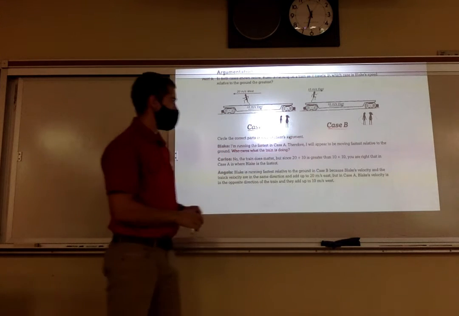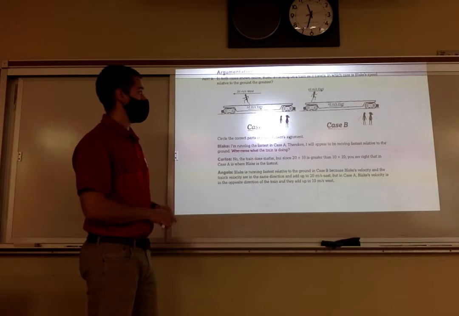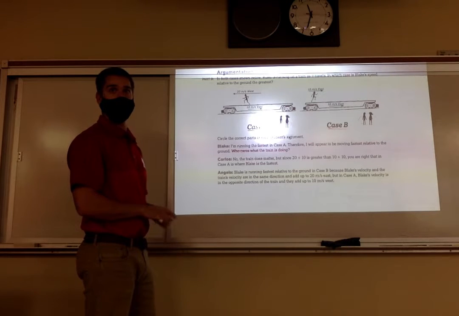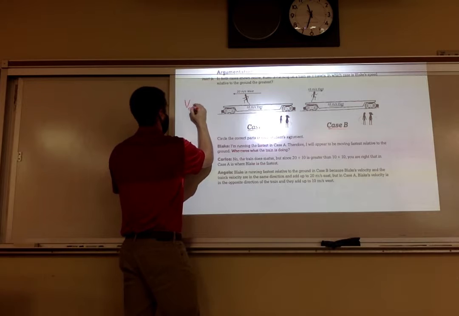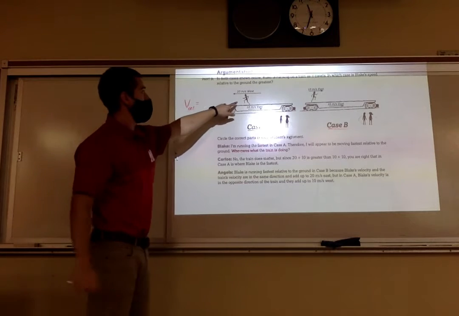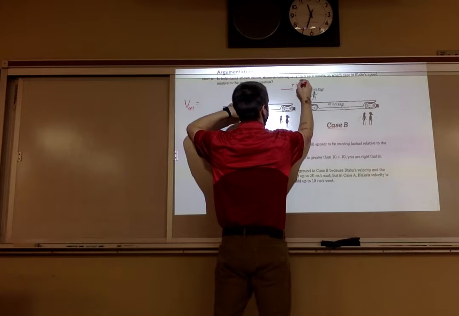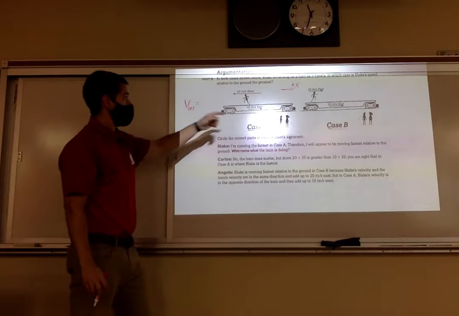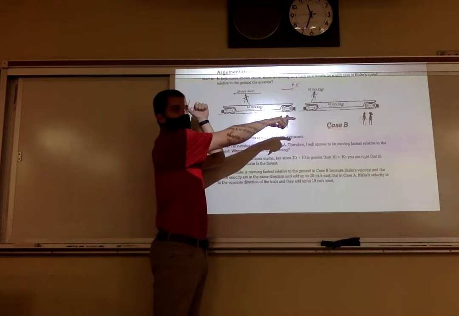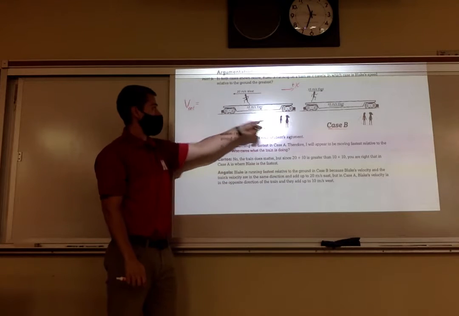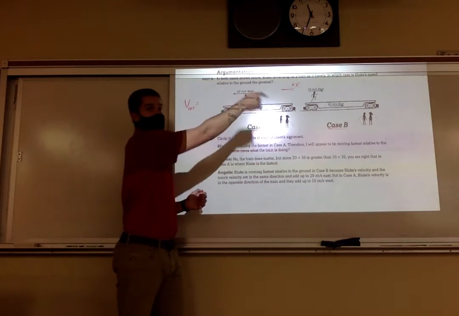Is this statement true? Therefore, I will appear to be moving the fastest relative to the ground in case A. Do we think that's true or not? What's his velocity relative to the ground here? This is the positive x direction, we'll say. He's running negative 20, isn't he? 20 west, but the train's moving 10 east. What's his velocity from the ground, or an outside perspective? 10. Positive or negative? Negative, so this way.